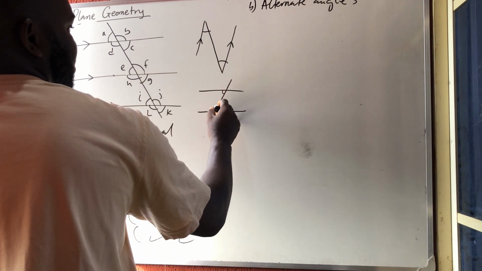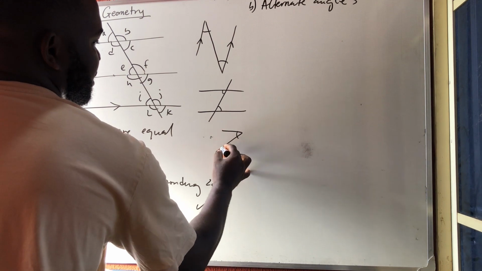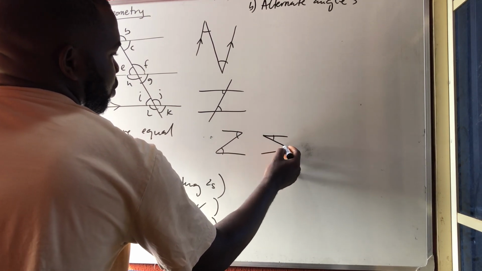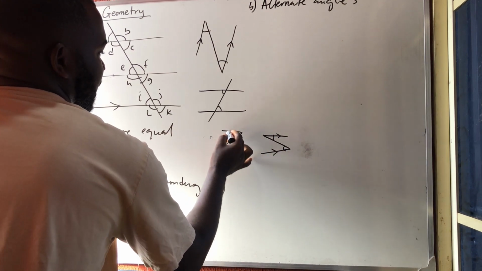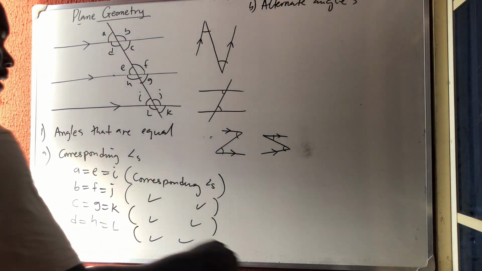Inside is equal to outside. It must form Z like this. Inside is equal to outside. Or they can form this type of Z. Inside is equal to outside, provided that here is parallel to here and here is parallel to here. Okay, so that is what we call alternate angles.